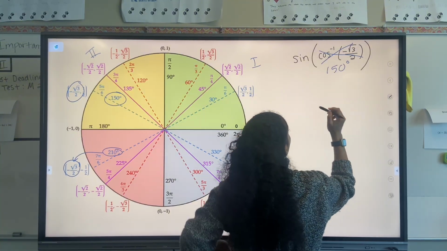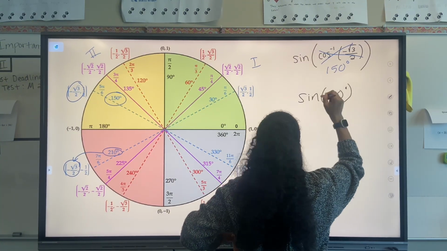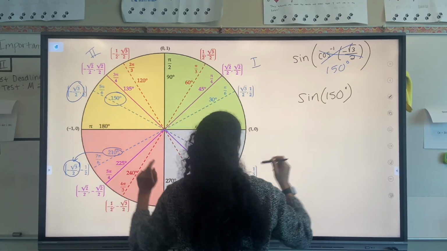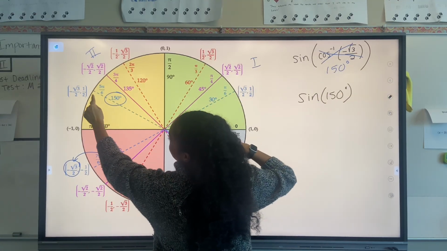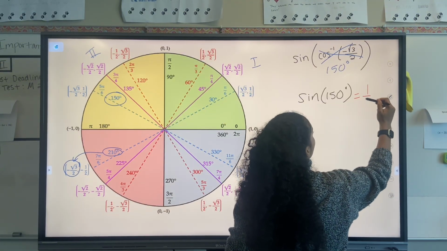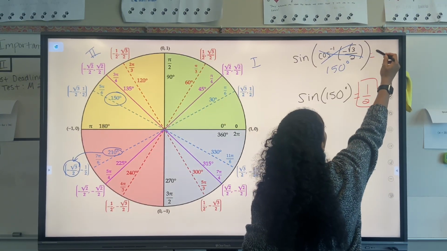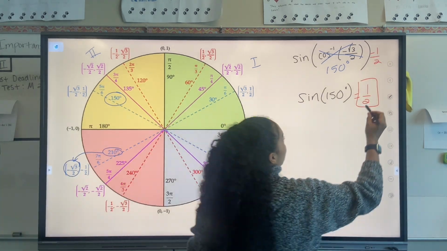So now I want to find what is sine of 150 degrees. Well, sine is always the y value. So the y value at 150 degrees is 1/2. So that's the answer. So the answer to the original problem is 1/2. Next problem.